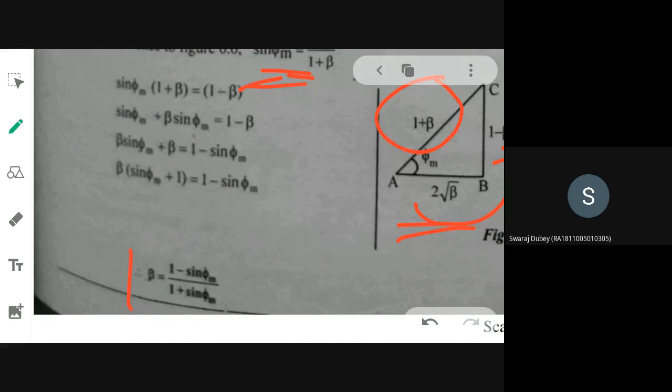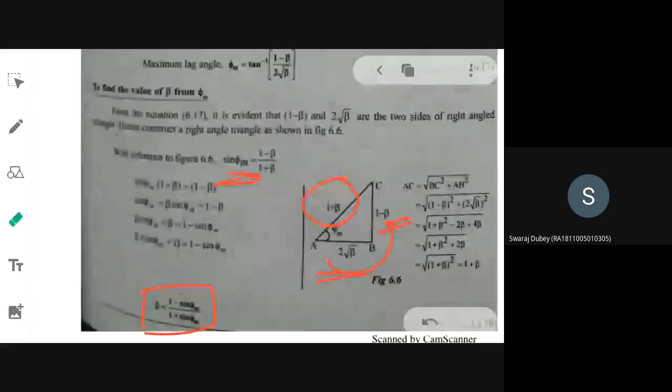So what is the beta formula that we have? Again, this also might be asked in a 2 mark question. What is the formula for omega m? What is the formula for phi m? And what is the formula for beta? Beta is equal to (1 minus sine phi m) divided by (1 plus sine phi m). Okay, so with this the theory part is over.